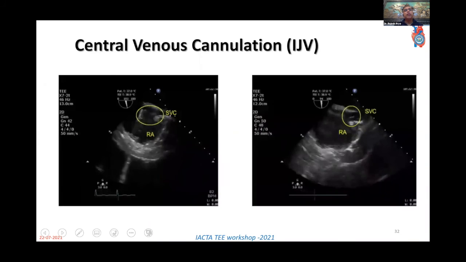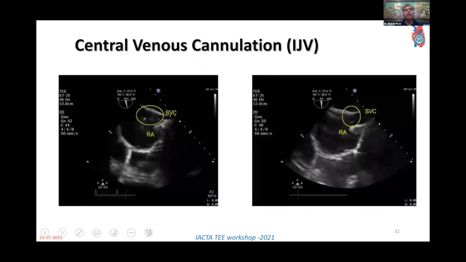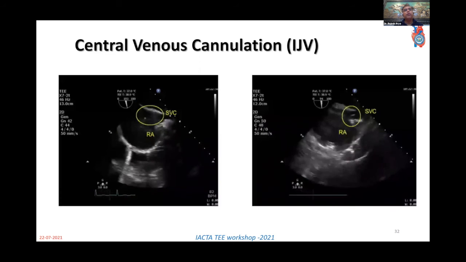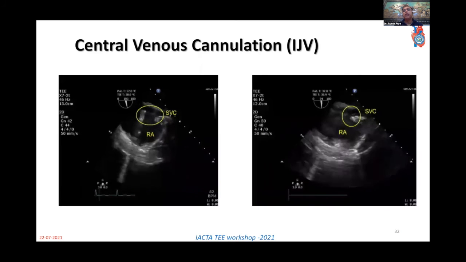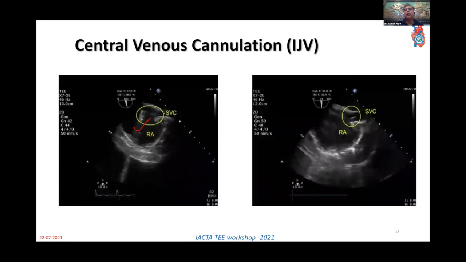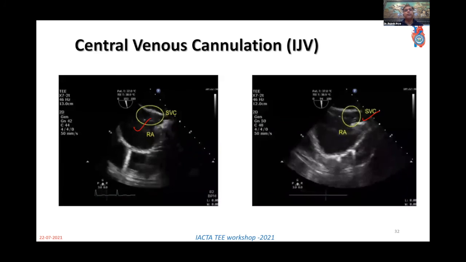Again, for the central venous cannulation, we should keep the tip of our central triple lumen or four lumen above the SVC RA junction. As we said, for the cannulation, the same thing is followed here. We must look for the guide wire and then the tip of the cannula.